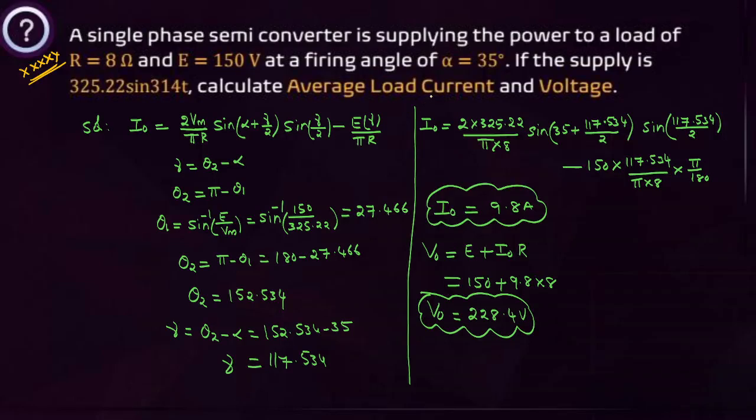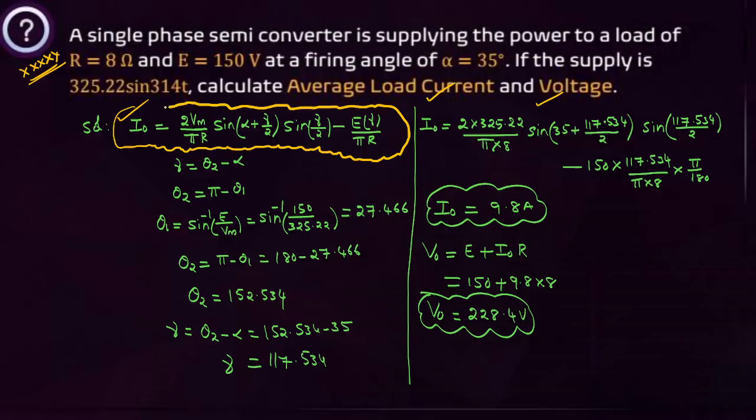Here it is asking to calculate the average load current and voltage. Directly apply the average load current formula: I naught equal to 2 Vm by pi R, sin of alpha plus gamma by 2, sin gamma by 2, minus E gamma by pi R. Once you know the average load current, then you have to calculate the average load voltage, students. The average output voltage V naught equal to E plus I naught into R. This is about the semi converter using RE load.